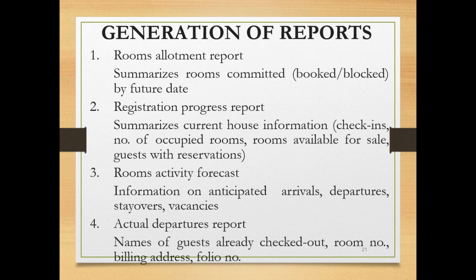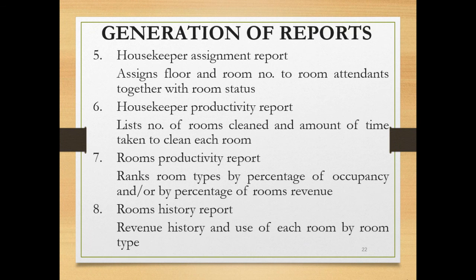These are examples of the generated reports: room allotment report, registration progress report, room activity forecast, actual departures report, housekeeper assignment report, housekeeper productivity report, rooms productivity report, and rooms history report. Please read the explanation given on what each report means.